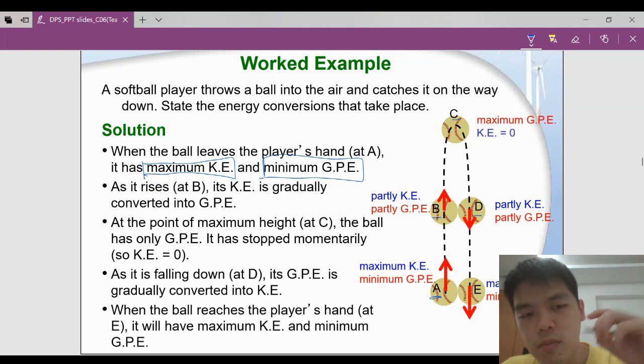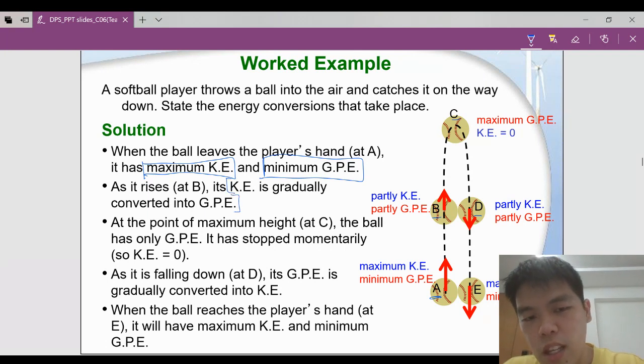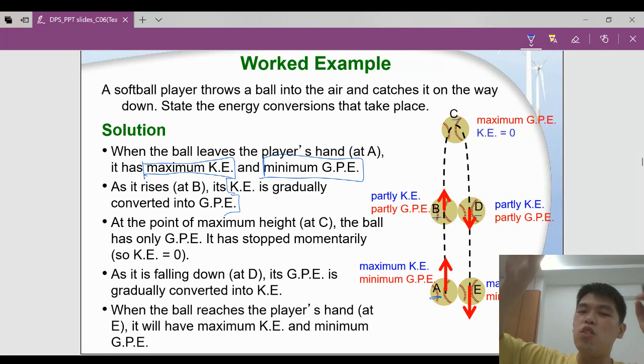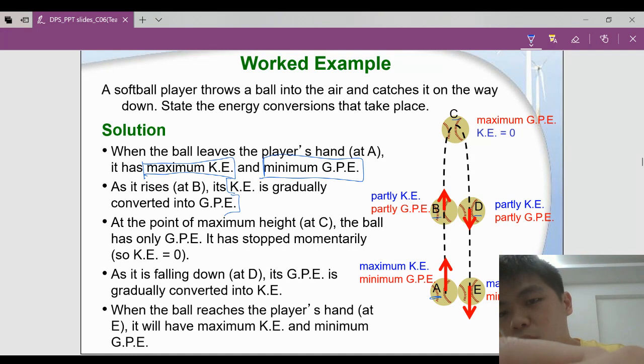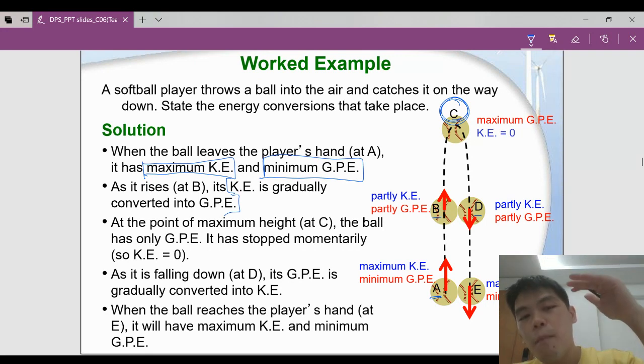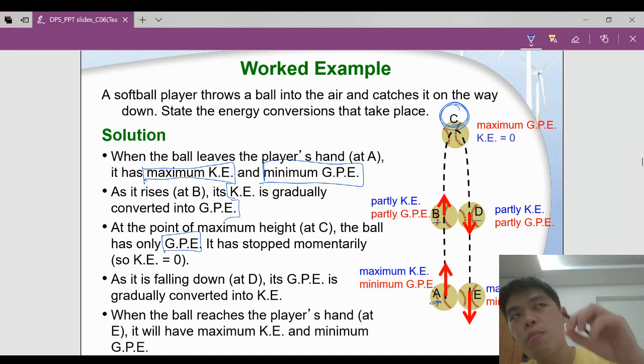As it rises to B, its KE is changed into GPE, as you can see, because as the ball moves up, it slows down, and is gaining more and more height. So it's changed from KE to GPE, conservation of energy. At the maximum height, so C itself now is at the maximum height. When it's at the maximum height, it only has one energy, because maximum height means it has gravitational potential energy. And since it has the maximum height, the ball stops moving before it comes back down. It stops at that moment. That's why your KE is 0.